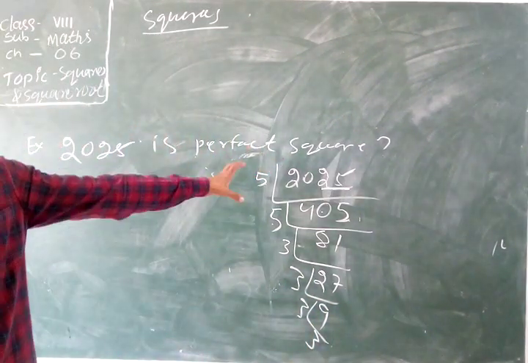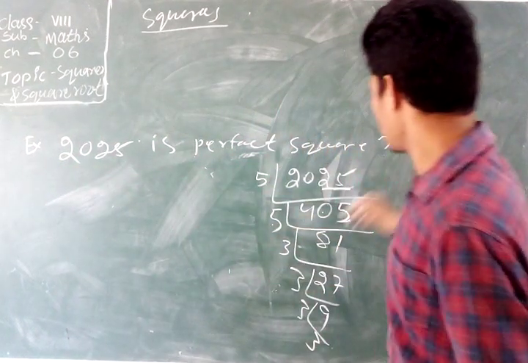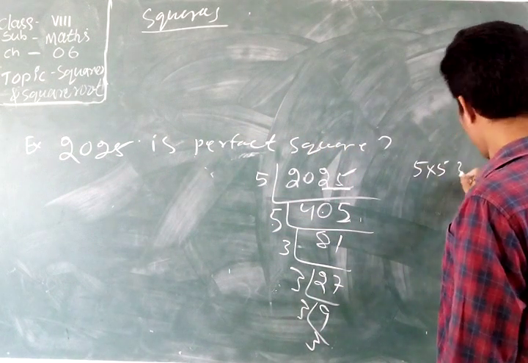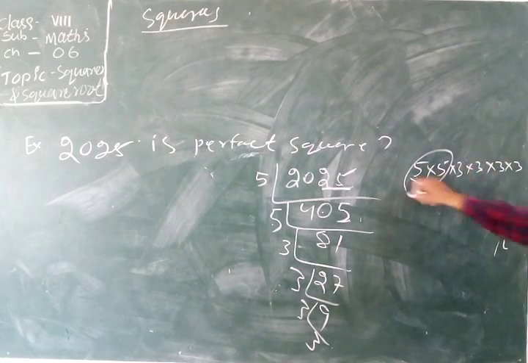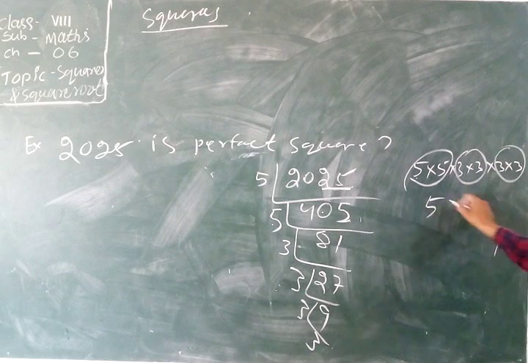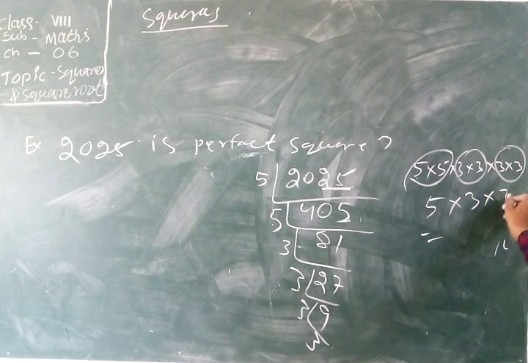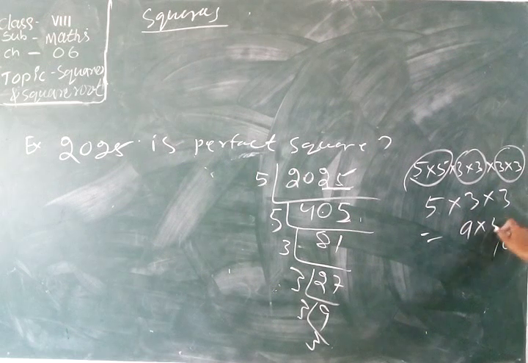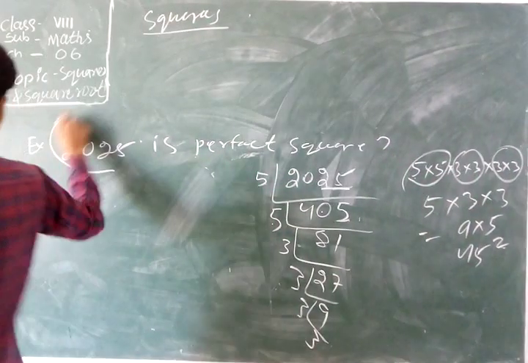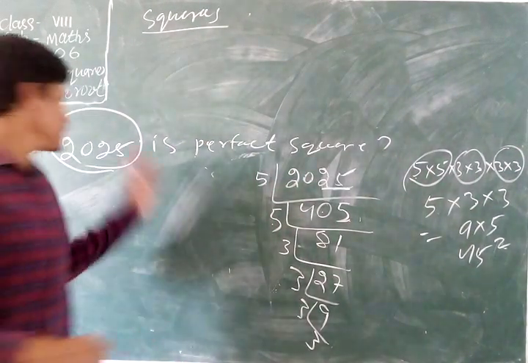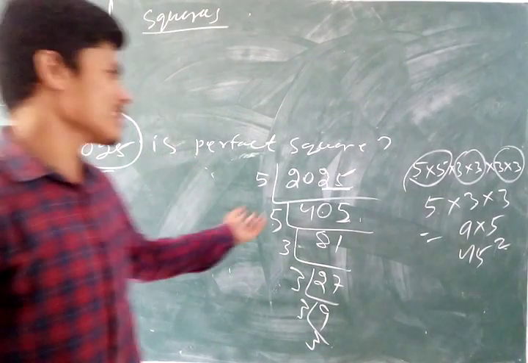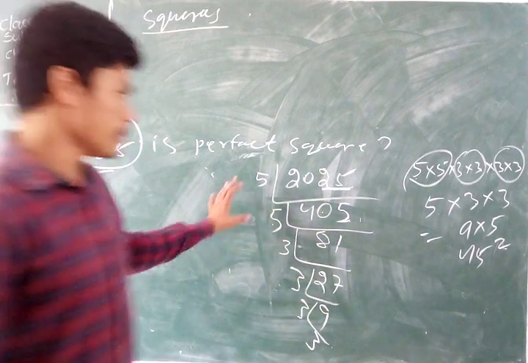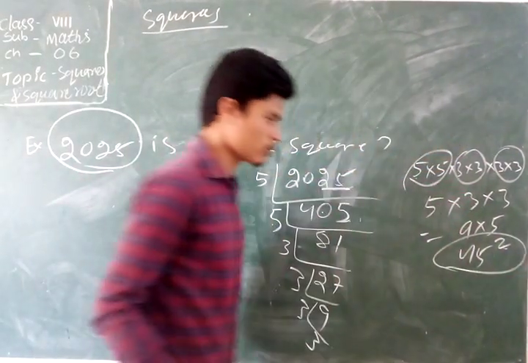Now we arrange the factors: 5 into 5, 3 into 3, 3 into 3. Then grouping: 1 group, 2 group, 3 group. That means 5 into 3 into 3 equals 9, 9 into 5 equals 45. Then the square: 2025 is the square of 45. That means 2025 is a perfect square. We can check whether any given number is a perfect square or not this way.